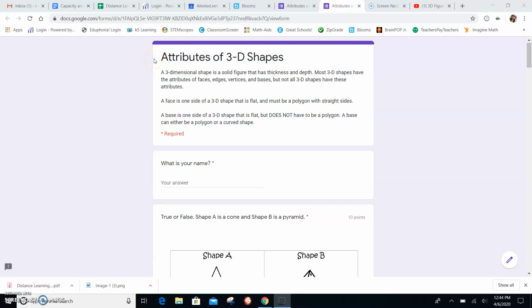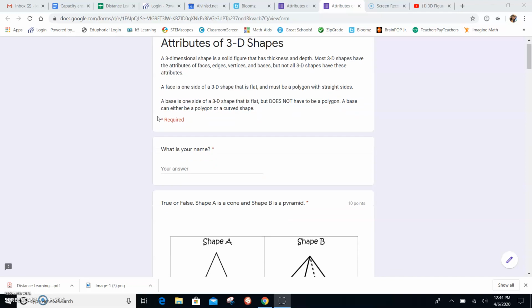Attributes of 3D shapes. A three-dimensional shape is a solid figure that has a thickness and depth. Most 3D shapes have the attributes of faces, edges, vertices, and bases, but not all 3D shapes have these attributes. A face is one side of a 3D shape that is flat and must be a polygon with straight sides. A base is one side of a 3D shape that is flat but does not have to be a polygon. A base can either be a polygon or a curved shape.